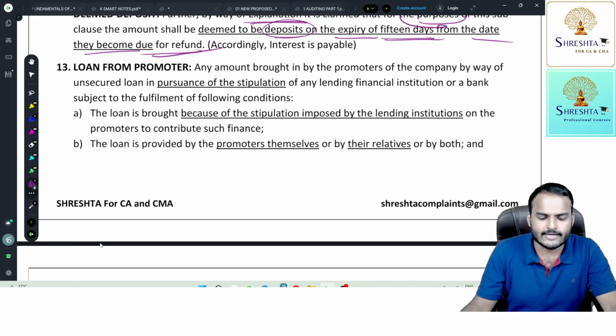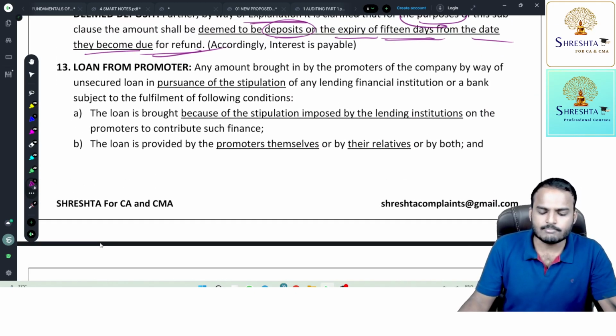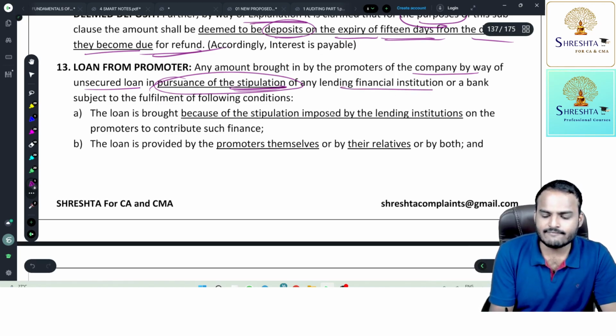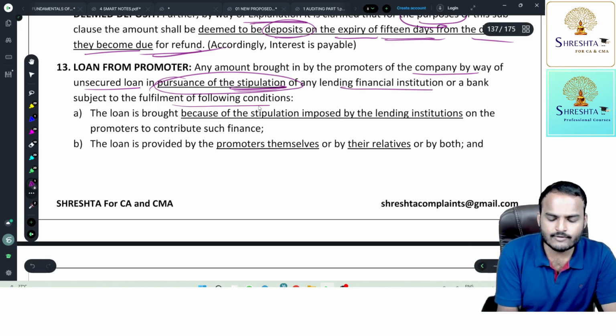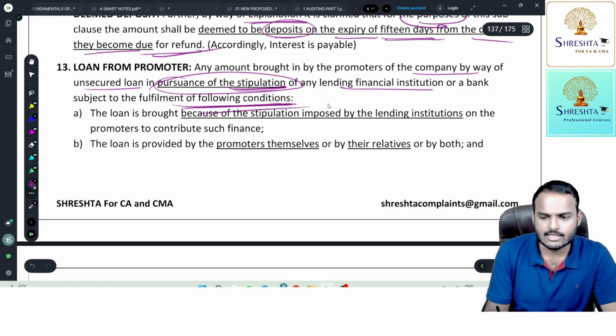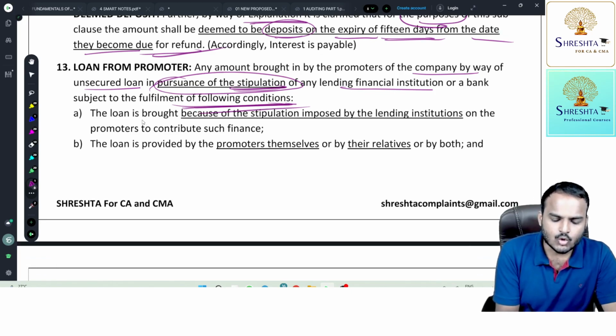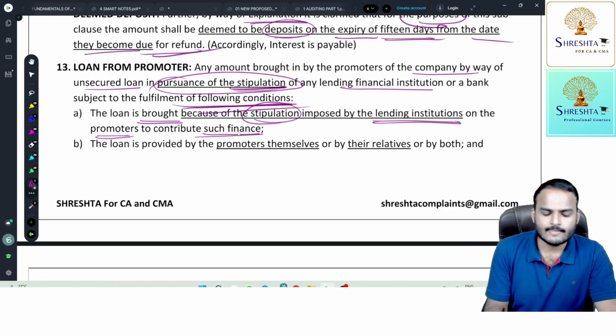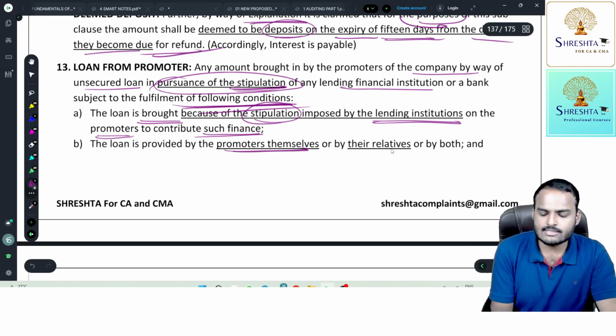Next, 13th point. Any amount brought in by the promoters of the company by way of unsecured loan in pursuance of the stipulation, means condition, of any lending financial institution or a bank, subject to fulfillment of the following conditions. Sir, what are those conditions, sir? Loan is brought because of the stipulation imposed by lending institution on the promoter to contribute such a finance. And the loan is provided by the promoters themselves or by their relatives or by both.